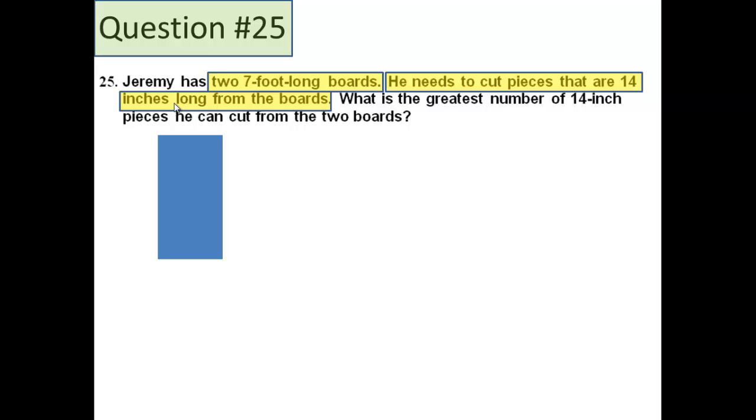But here's the thing. You cannot flip open your reference table and find the inches to feet conversion. You have to know it in your head. How many inches are in 1 foot? Go ahead, call it out. 12 is right. That's why I put my 1 there and my 12 inches down there. It says he's got 7-foot-long boards, so I'm going to put the 7 down here. It says 7 feet. That's where I'm putting it.